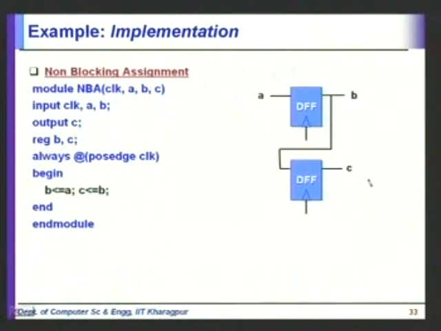Compare this with this one, where we are doing the following thing: always at posedge clock begin B assigned to A, C assigned to B. I mean C assigned to B. Now what this is going to do is use the previous value of B, not the new value of B, right. So the implementation is going to look like this: whenever you have a posedge clock, the value of A that is present here now will get latched into this flop. But the value that's going to get latched into this flop is not that value, it is the previous value of B. So it is this one that's going to get latched here.